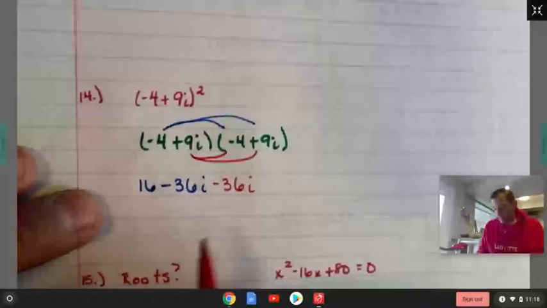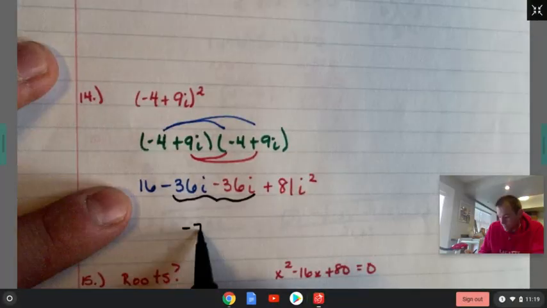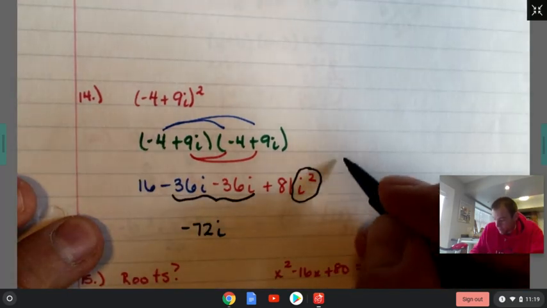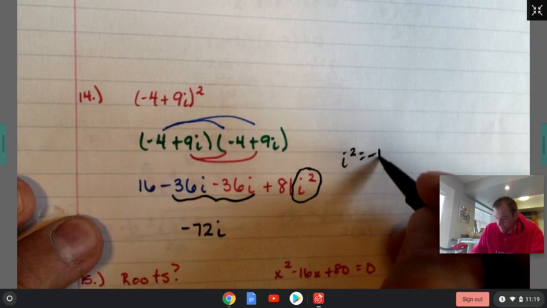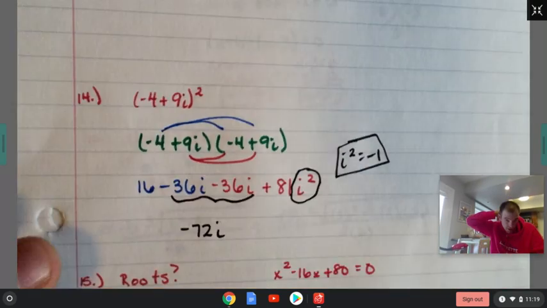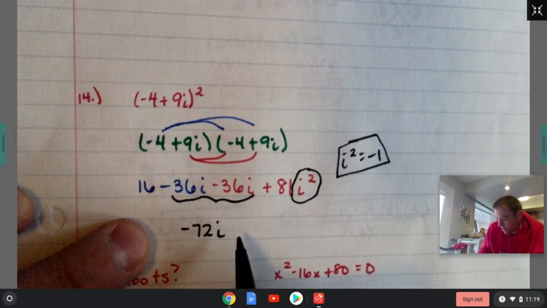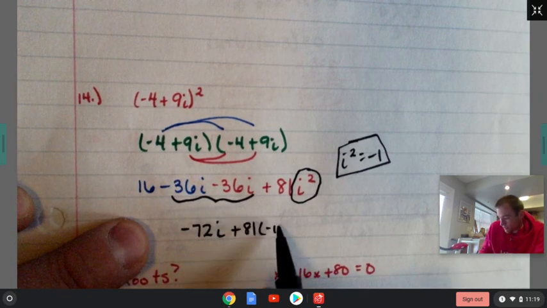And now we just look for like terms, right? These two in the middle would make it negative 72i because they're both negative. And then the one thing that you probably have forgotten is i squared. Remember, i squared turns into negative 1. Okay, i squared is always, always, always negative 1. So I'm going to put a negative 1 in for that i squared. And then the 16 hasn't changed yet. So now we can kind of finish this thing up.